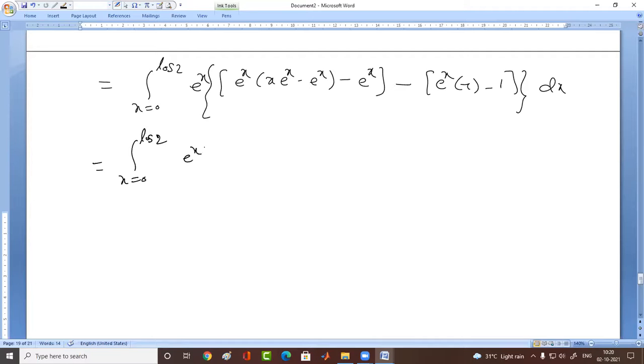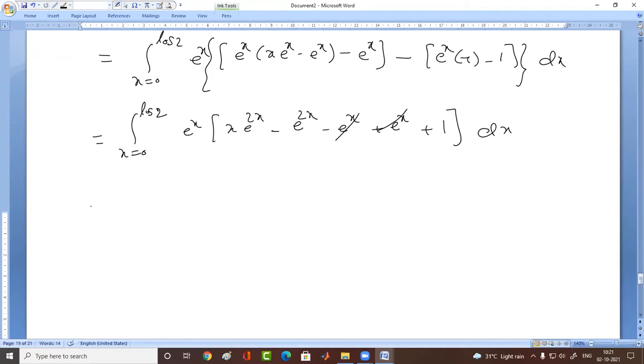e power x into x e power 2x minus e power 2x minus e power x, here plus e power x plus 1, dx. Here this term cancels. Now simplification. Integral 0 to log 2 of x e power 3x minus e power 3x plus e power x. Okay.